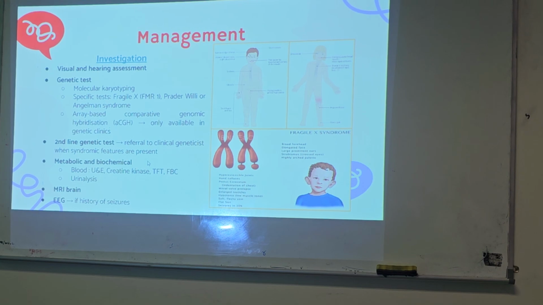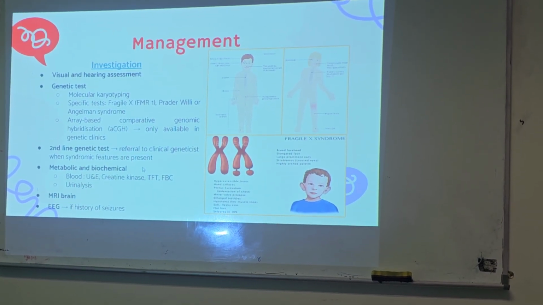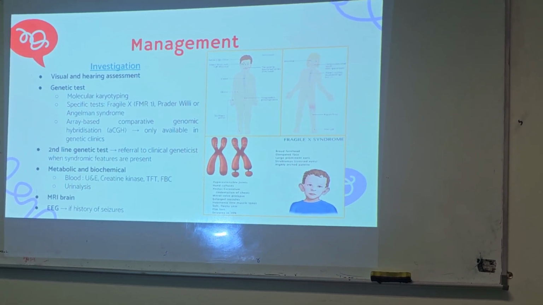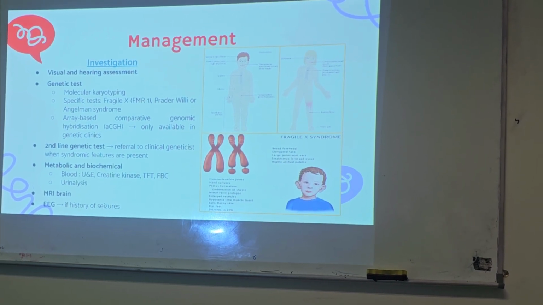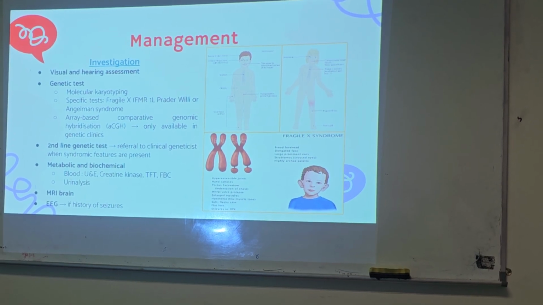Then definitely you would also like to order baseline investigations, which include your full blood count, serum urea and electrolytes, thyroid function test, or even urinalysis. Then if there is any neurological abnormality, you would also like to do an MRI brain to look for structural abnormalities. And if there is a history of seizure, then you would like to proceed with an EEG.